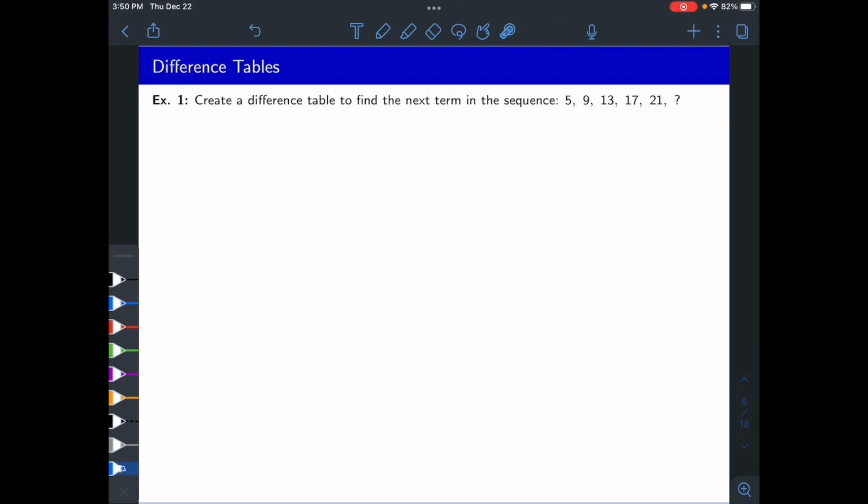Difference tables can be one tool that we can use to find the next term in a sequence. So if I go 5, 9, 13, 17, 21, I could create a difference table. I could do this in the way that I was doing it in the last video, where I think of this as plus 4, plus 4, plus 4, plus 4, and then I should go plus 4 to get to 25 for this last entry right here.